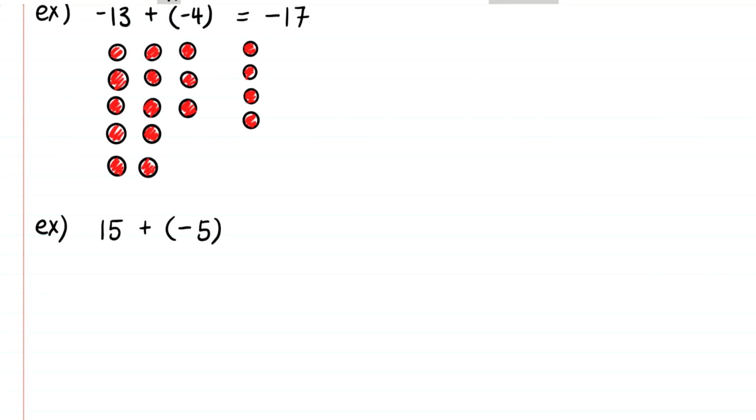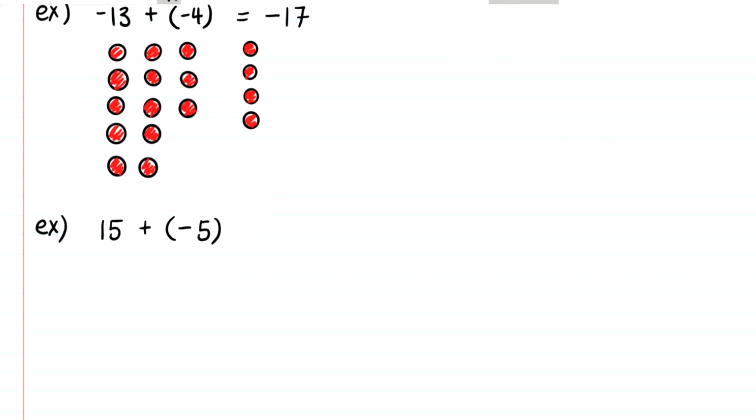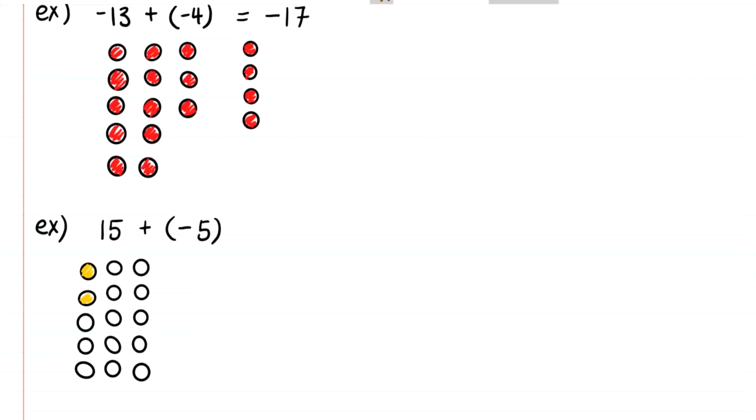Same rule. The positive 15 will be in yellow, so draw 15 chips. And then the negative 5: there are 1, 2, 3, 4, 5, but since it's negative, this will be in red.